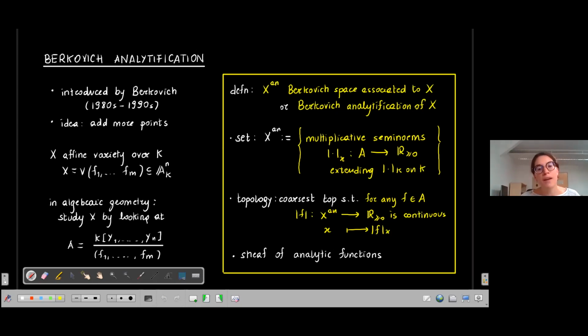But please keep in mind that there is also this additional piece of information that can be really important when we do Berkovich identification and in general Berkovich spaces.